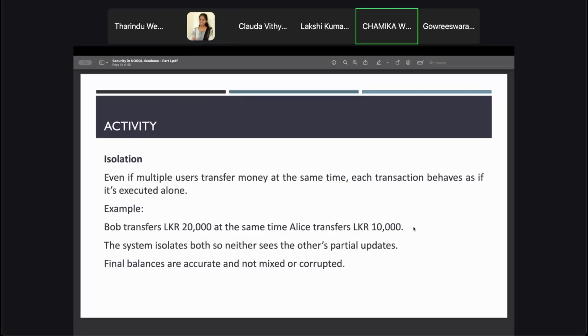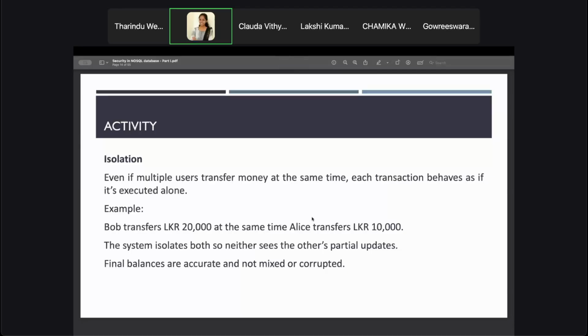Any other transaction should not affect this transaction. Yes, exactly. So if there is another transaction, let's say another user, Bob, transfers another 20,000, maybe to Ally's account, that should not interfere with Ally's transferring process. That is what isolation means.